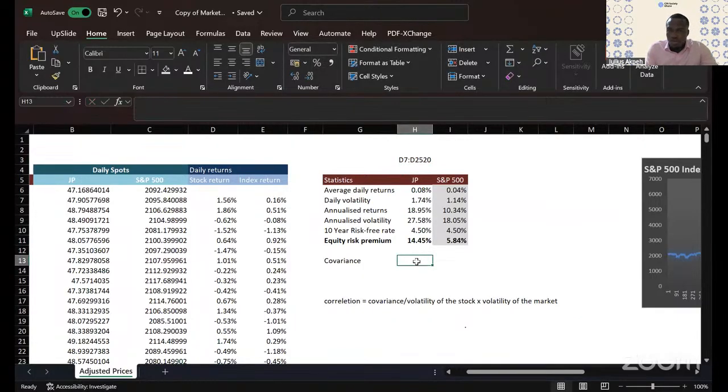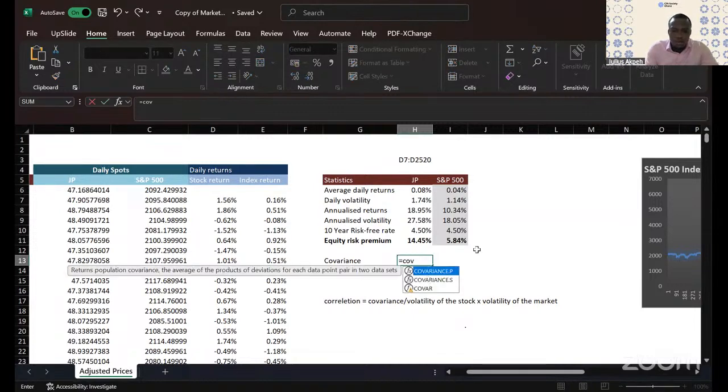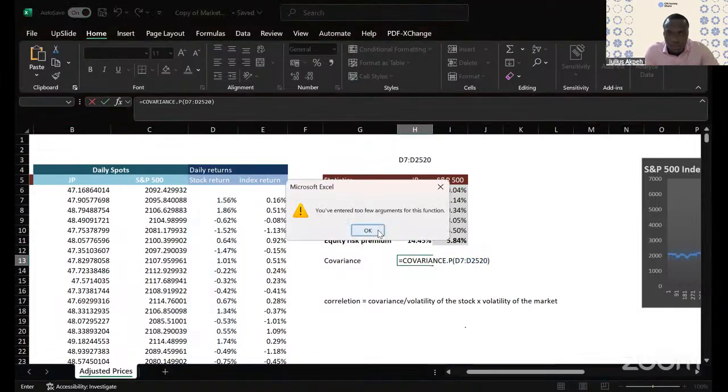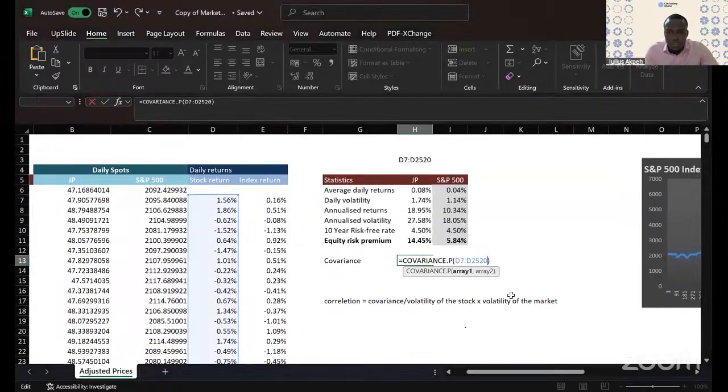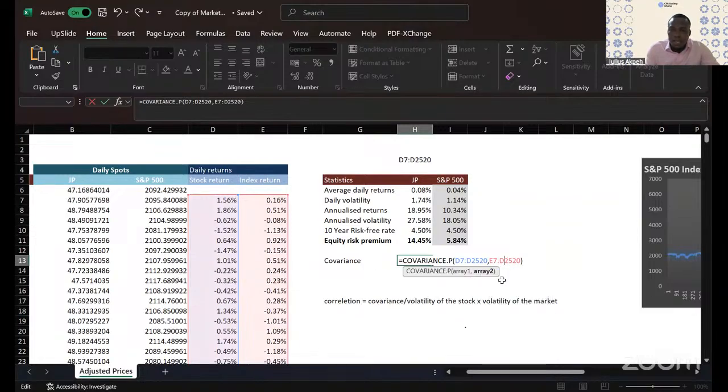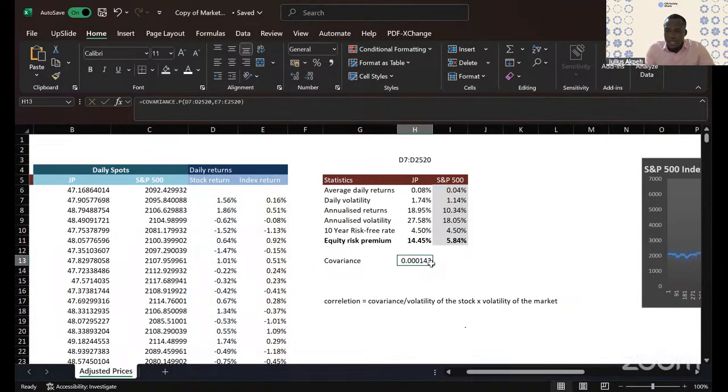Okay, so the covariance will be covariance of the population, and then I drop the data array. I think I'm not done, sorry. It has to be a covariance of this, comma, the covariance of this. So covariance of the JP stock data and also the market stock data. So I captured both. So when I hit enter, it gives me this.